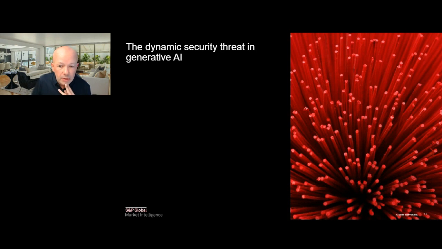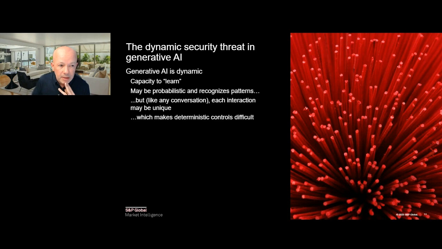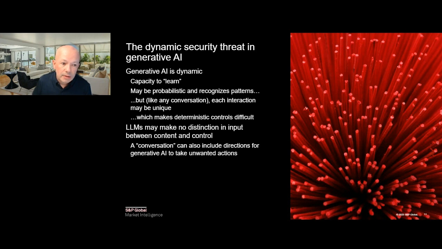Thinking about that dynamic security threat in a bit more depth, it is dynamic, like other forms of ML and AI in general. It has capacity to learn, but each interaction might be unique, and that makes using traditional deterministic controls quite difficult. And large language models make no distinction in input between content and control. Here we mean conversation can also include directions for generative AI to take unwanted actions, embedded URLs, and those kinds of things. It's not just about writing poetry with these things.